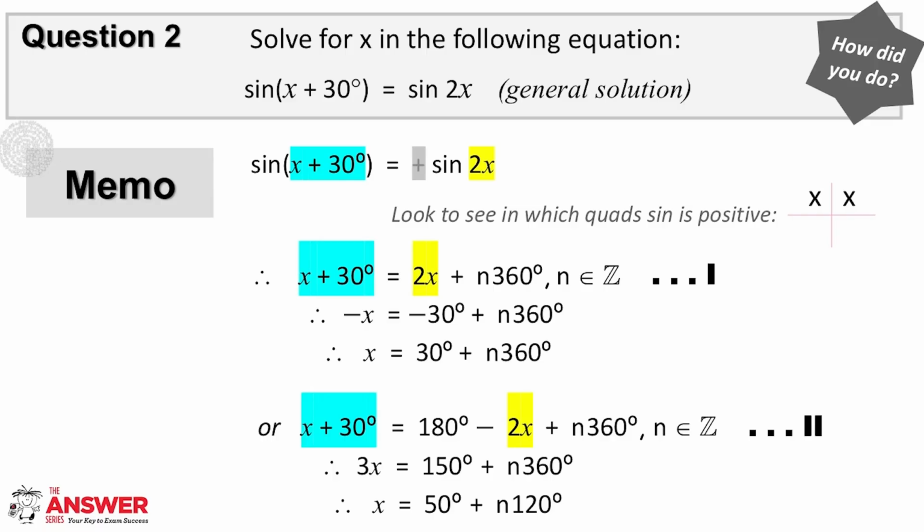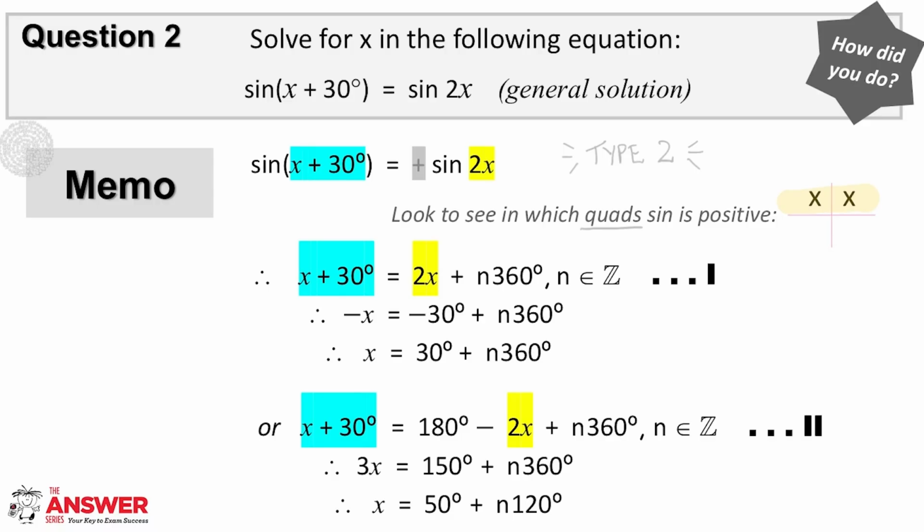So starting with the first step, here we have sine of this angle equals positive sine of this angle, which means it is an example of a type 2 equation. Next, we identify the reference angle as 2x. It is usually simplest to make the angle on the right-hand side the reference angle. Then we identify the quads to solve in. In this case, the question is, where is sine positive?